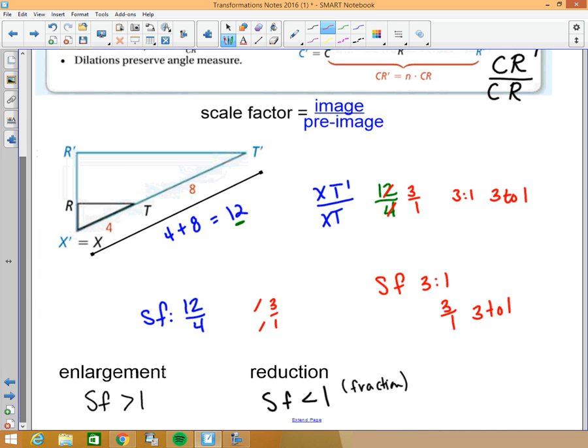Now, the other thing that we have to remember is that if we have a scale factor that is greater than 1, it's going to be an enlargement. And if we have a scale factor that's less than 1, or a fraction, then it's going to be a reduction. So those are the two terms that we need to make sure we know, enlargement and reduction.